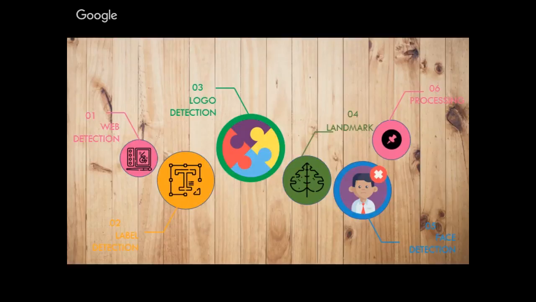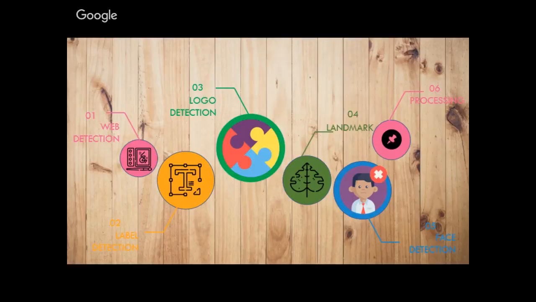Then the other one is label detection. Label detection is just the ability of Google Cloud Vision to be able to pick out your text that is on any picture you have. So if you don't have any text on any picture you send to it, it's not going to pick out anything.